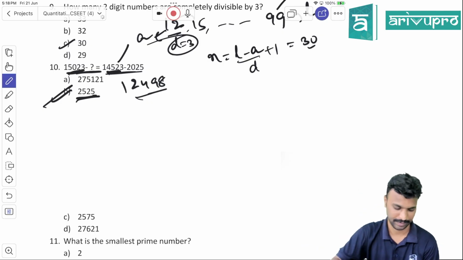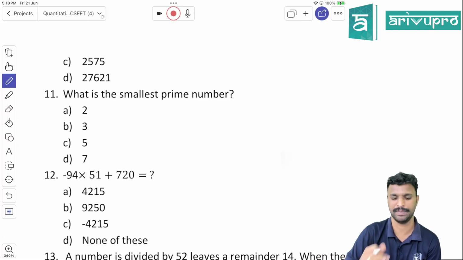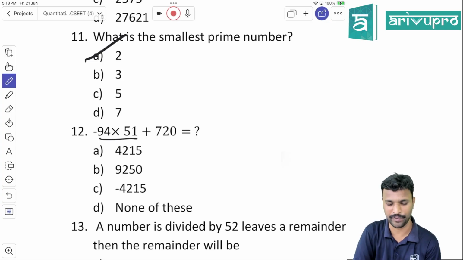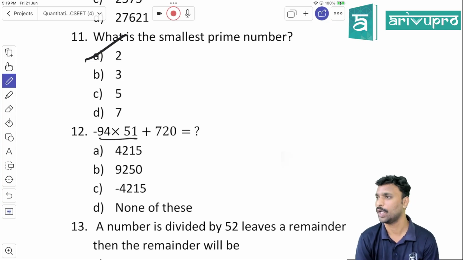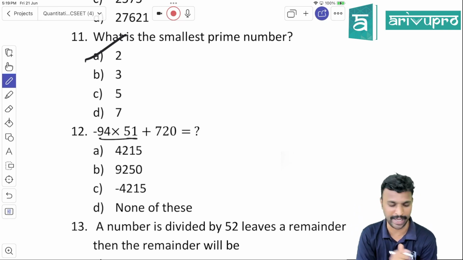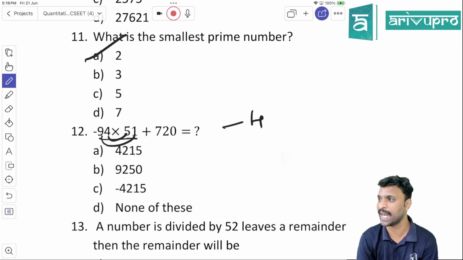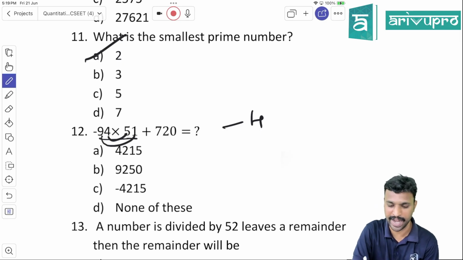What is the smallest prime number? Next: minus 94 into 51 plus 720. 2-digit multiplication, I told you how to do it. What is the units place digit? Obtained by multiplying the units place digits only. 4 ones are 4. How to get the middle place? Multiplying the opposite places. 4 5s are 20. 9 ones are 9. 20 plus 9 is 29. 29, we have to keep 9 only.